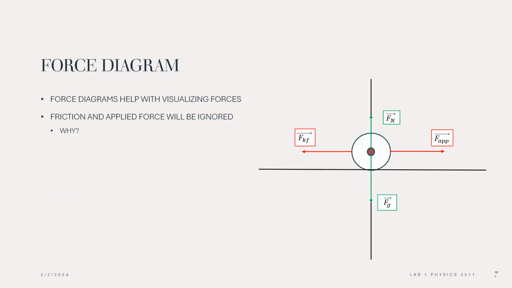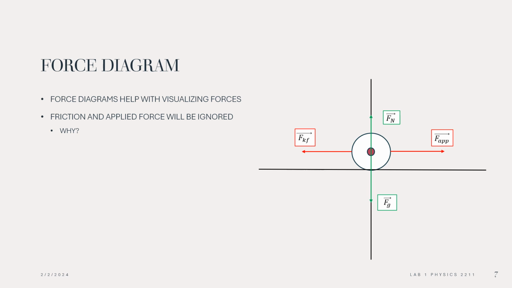We're going to talk about force diagrams really quickly. Force diagrams help with visualizing forces. As you can see, the white circle is our system, the tennis ball. The red circle is our center of mass, and we can see the force vectors coming off of that. We've got four forces: the applied force, the kinetic friction force from the table, the gravitational force, and then of course the contact force of the table, the normal force.